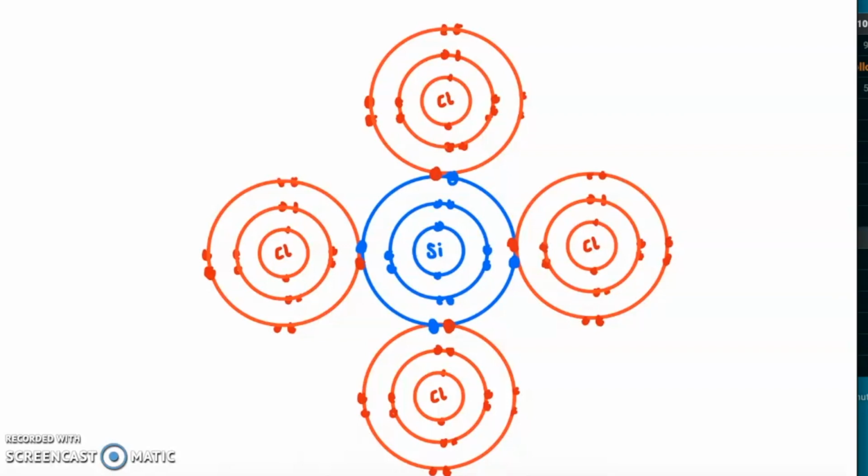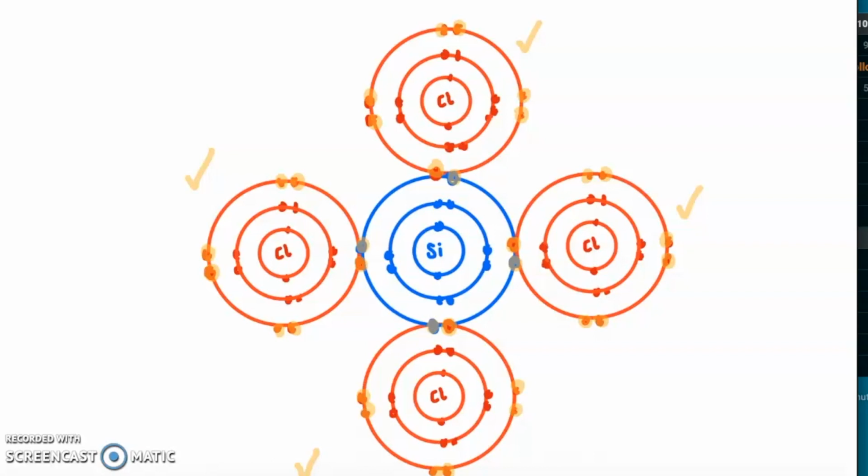Checking chlorine. 1, 2, 3, 4, 5, 6, 7, 8. Happy and full. Each of the other chlorines also has 1, 2, 3, 4, 5, 6, 7, 8. Happy and full. All of our chlorines are happy and full.